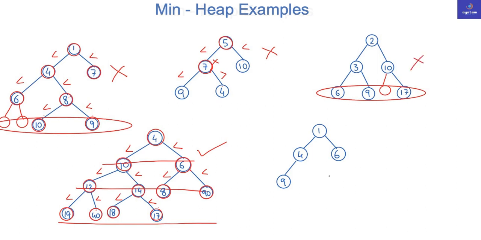Now let's look at this example. Is this a complete binary tree? Yes, this is a complete binary tree. Now let's check the heap property. For node 1, 1 is less than 4 and 1 is less than 6. For node 4, 4 is less than 9. So this also follows the min heap property. So this is a min heap.